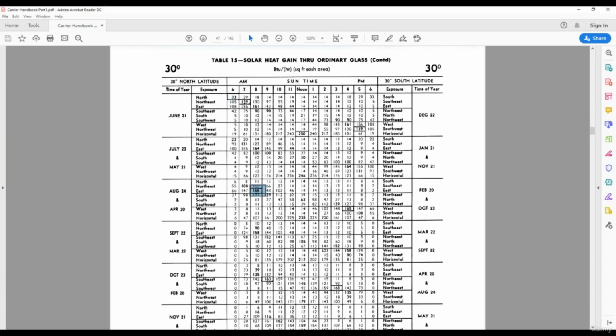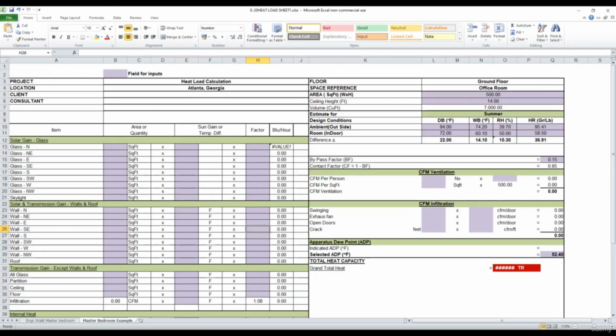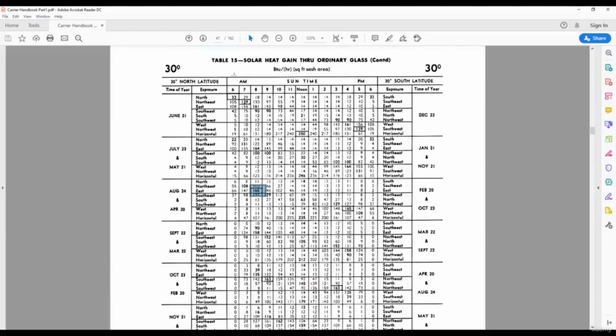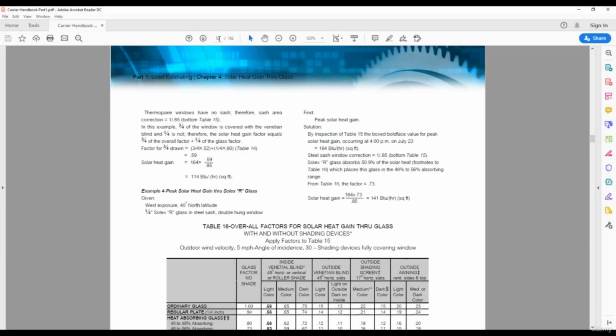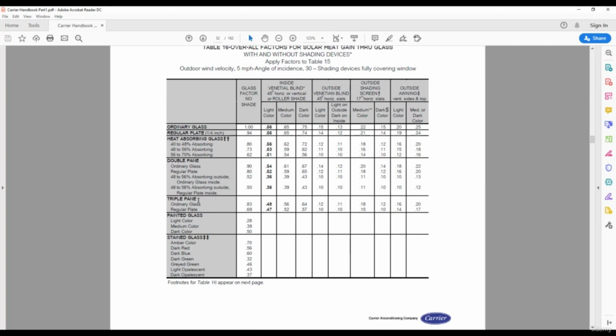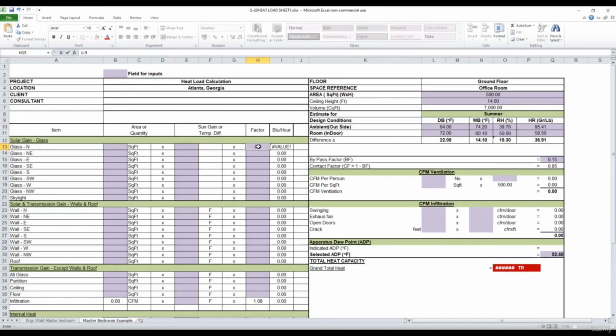Next, we have to find out the factor for solar heat gain for the type of glass. Keep in mind, this is a double pane glass. To find out the factor, we have to refer to table 16 at page 52 of the handbook. Here, you can see for the double pane ordinary glass, the factor is 0.9. So we are going to add the factor 0.9 in this field, and hence we find out the heat gain through these glass windows, which is 712.8 and 3564.